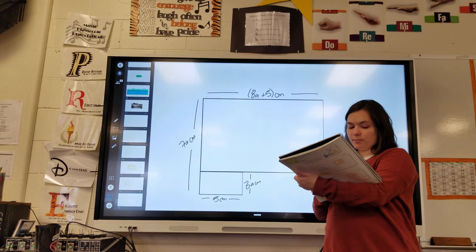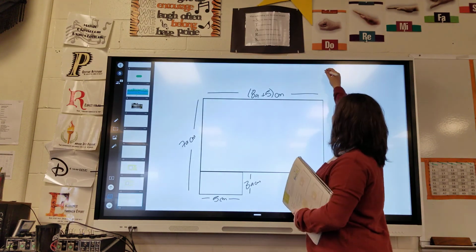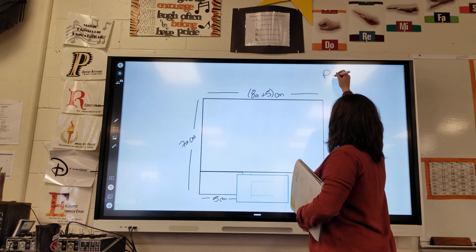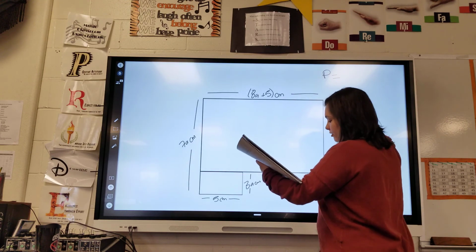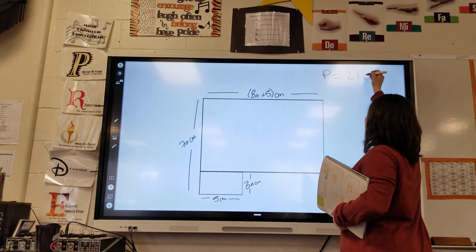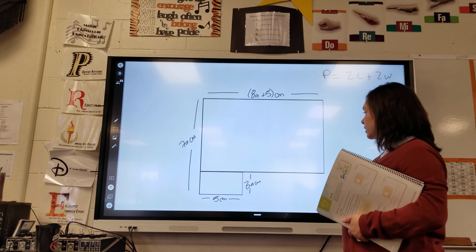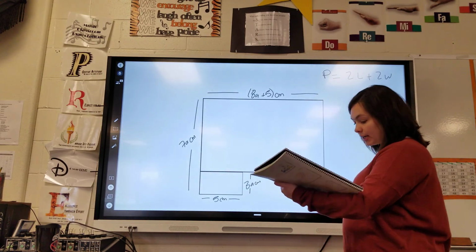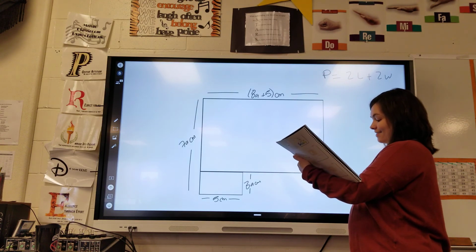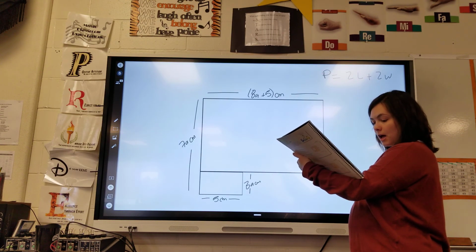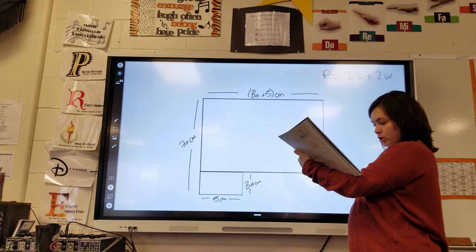So we're solving for perimeter this time. Perimeter, remember, is all the sides added together, or 2 times the length plus 2 times the width. But we don't just have one rectangle, we have 2 rectangles, so we need to add them all together to get the perimeter.